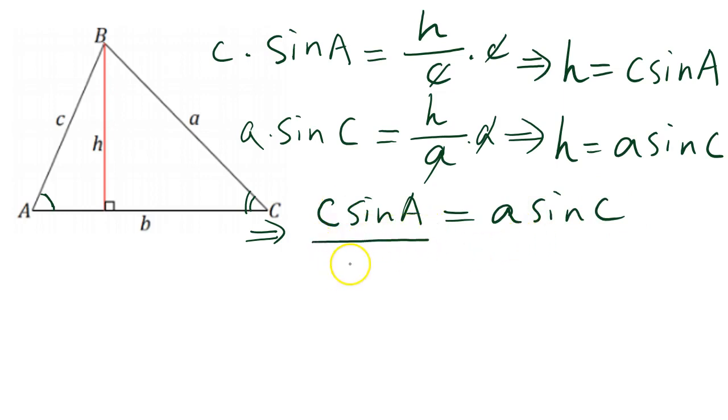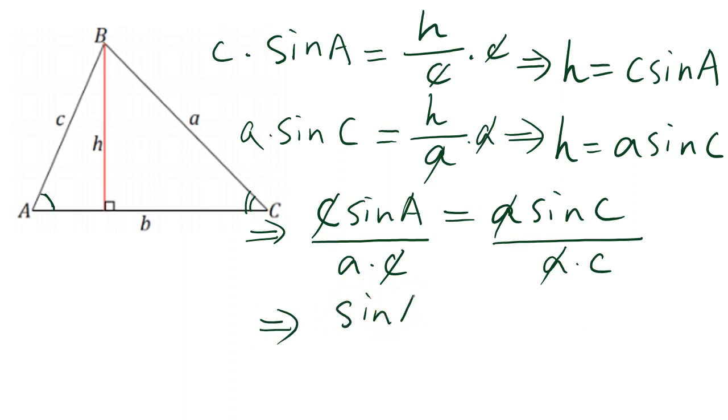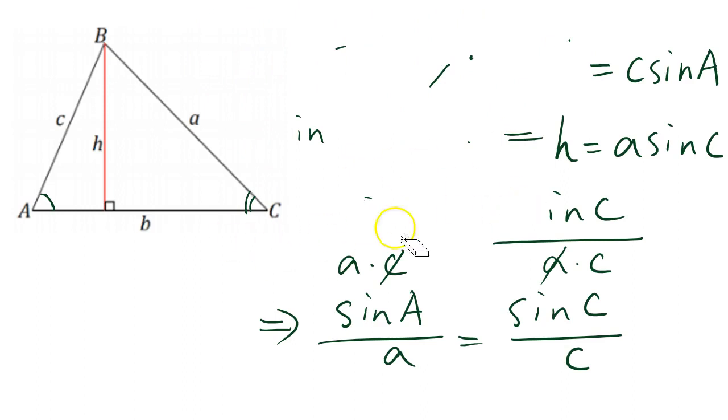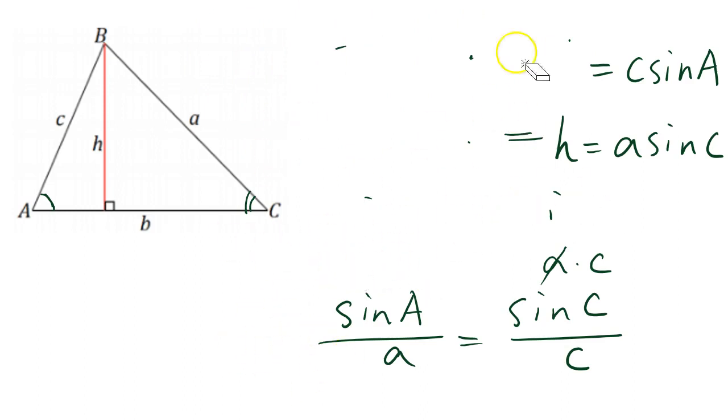Now let's divide A times C on each side and look at what happens. These C's just go away and the A's go away, and then we're gonna have sine A over A equals sine C over C. This looks really pretty, so we'll wonder, does this happen somehow, or is this somehow connected to B too? So let's find out. I'm going to erase these steps, but I will keep the conclusion over here.